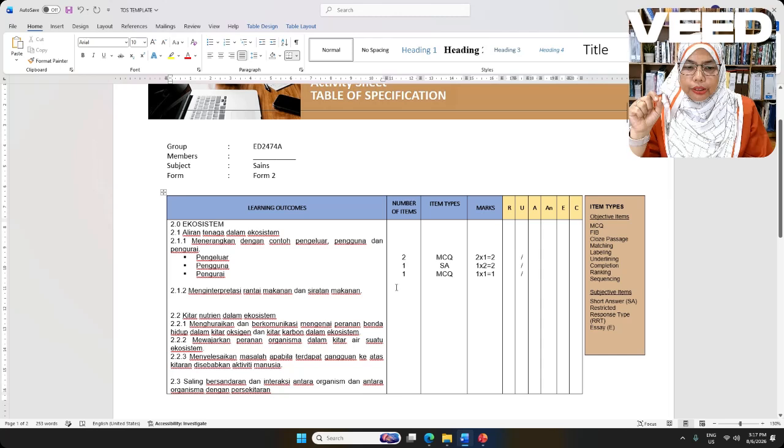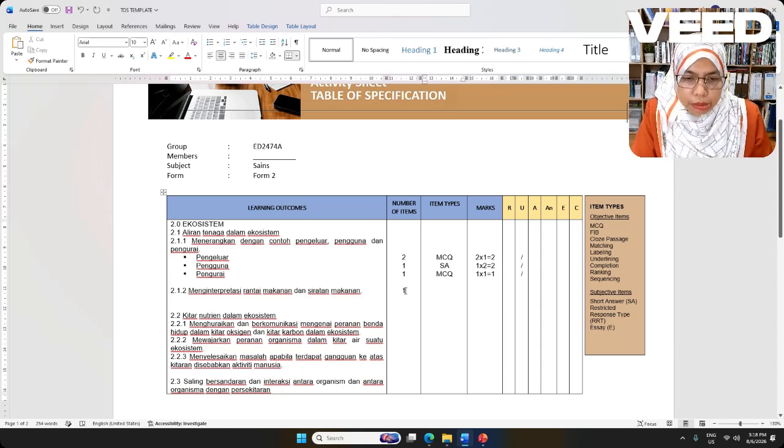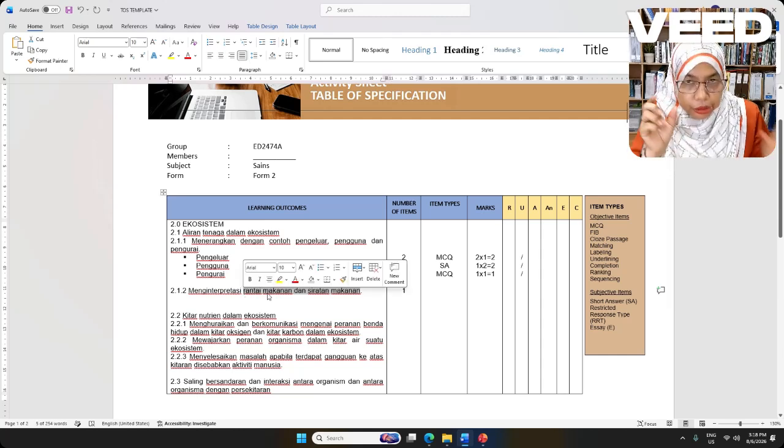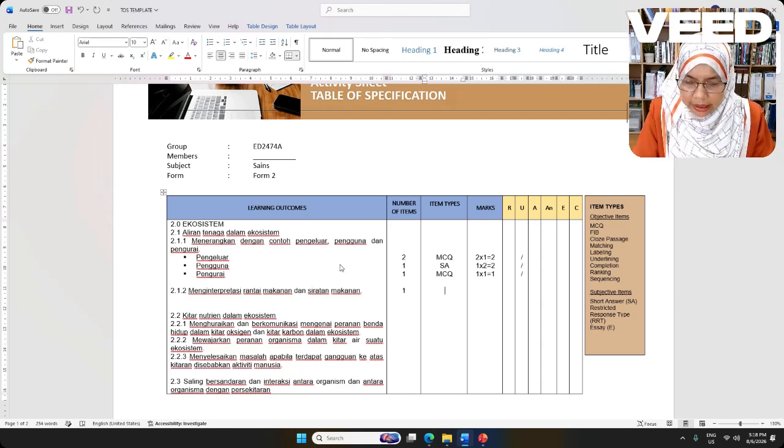So I can right away detail it here because this one item will be looking at both of these using one item. All right, so then it will be restricted response type.